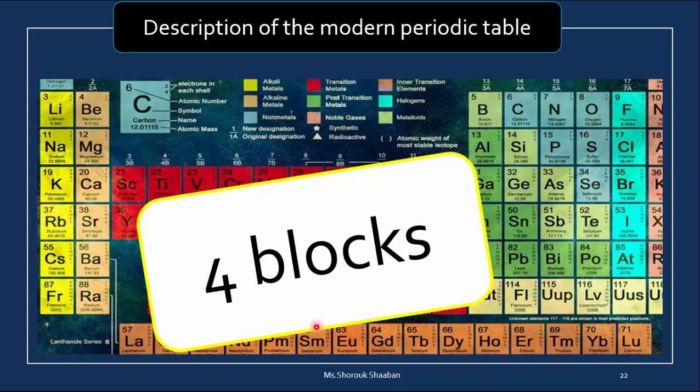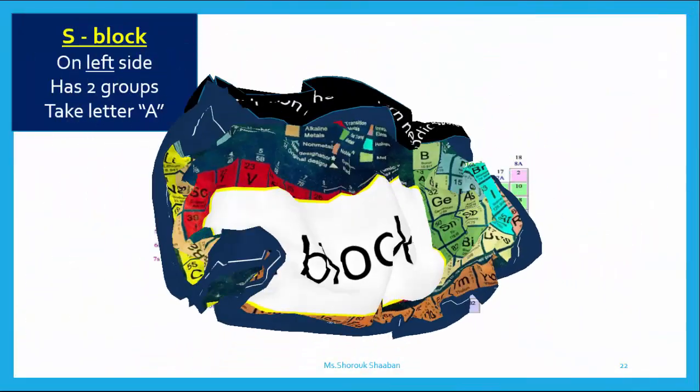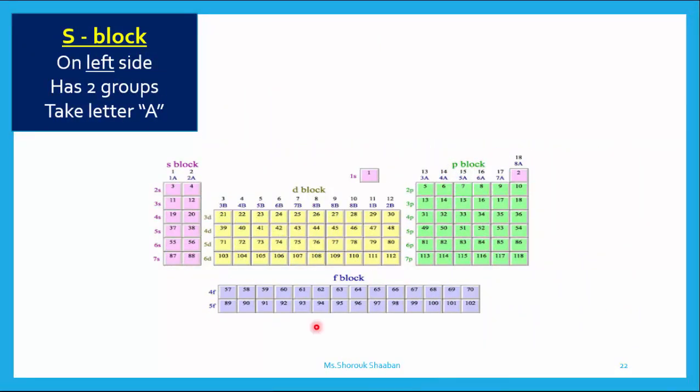Let's see how we put the elements in the block. How can we do this? Or why did we put some elements on the left, some elements on the right, some elements in the middle? Why does it happen? Look here, let's see each block. The first block is the S block. This is the S block, the left one. If I asked you where is the position of the S block, it's so easy. As you can see, it's present on the left side of the periodic table.